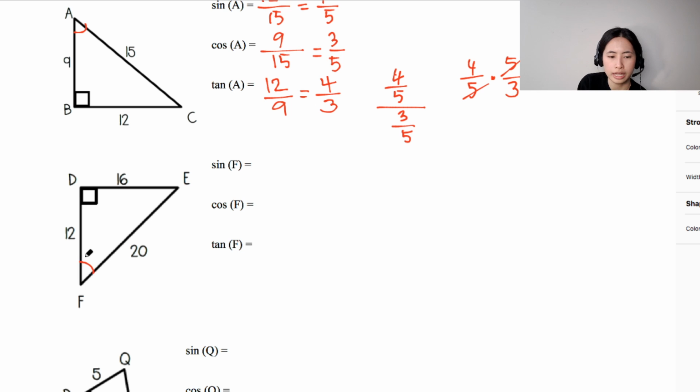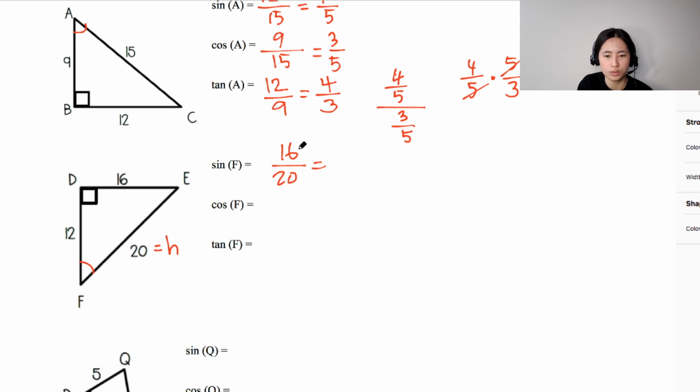So here's angle F, right? Opposite is 16, right? And first of all, let's identify what the hypotenuse is. So the hypotenuse in this case would be 20, right? Because it's the side that is opposite the right angle. So the opposite side is 16, opposite of angle F, and we have your hypotenuse, which is 20.